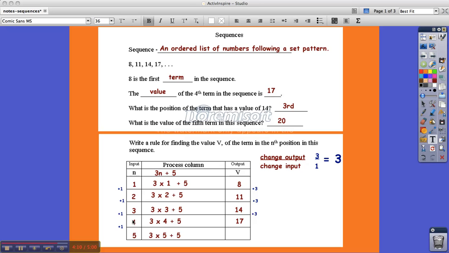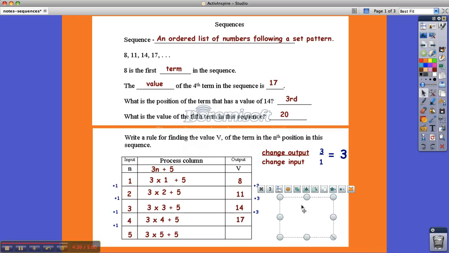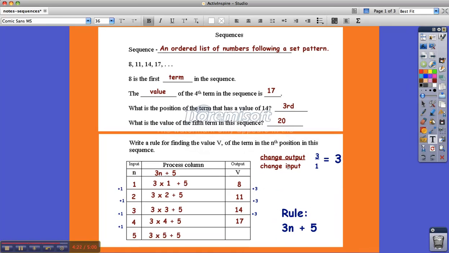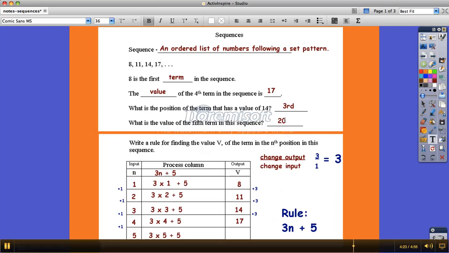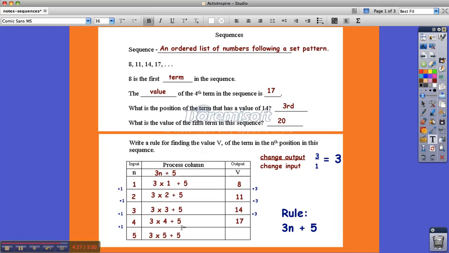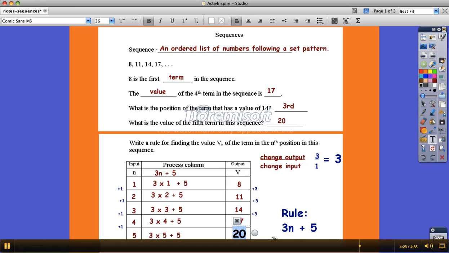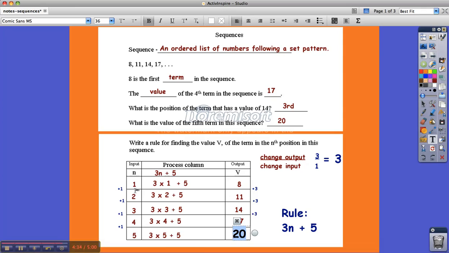So pause the video if you needed to finish filling that in. So notice we plugged in 3 times the position number plus 5. That means that our rule for this table should definitely be 3n plus 5. So let's double check with that 5th term that we said earlier should be 20. 3 times 5 is 15 plus 5 is 20 indeed. So that means that we created the rule right. It works for all of the position numbers. And if I wanted to, I could plug in any position number, the 100th term, the 200th term, and get out the value that corresponds with that position number.